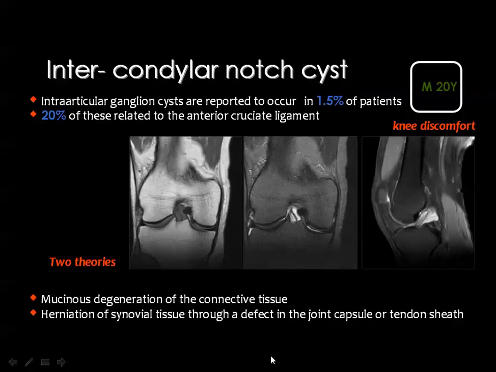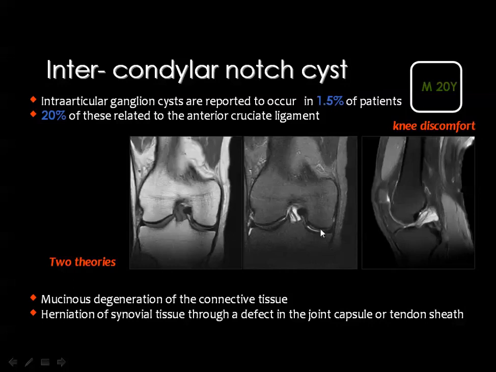Also, the ACL may be subjected to the development of an intraligamentous cyst. These are ganglion cysts which may affect the anterior or the posterior cruciate ligament. The causes include mucinous degeneration of the connective tissue or herniation of the synovial tissue through a defect in the joint capsule or tendon sheath. The end result is the formation of a cystic lesion filled with fluid within the substance of the anterior cruciate ligament.